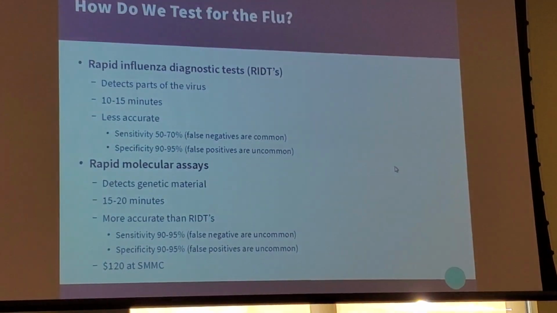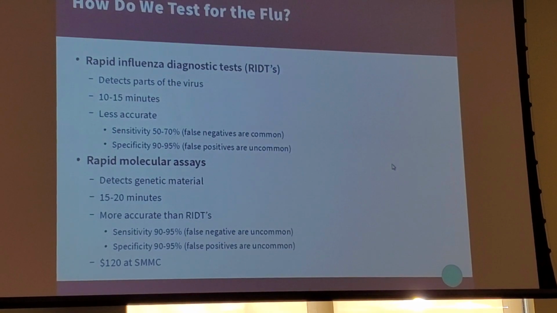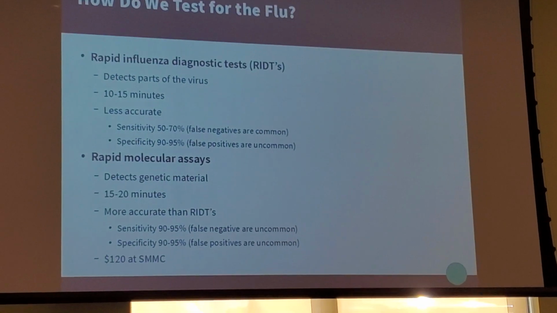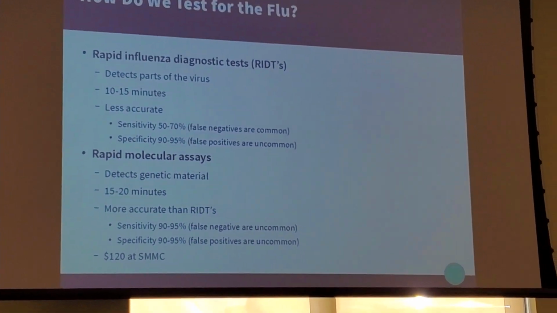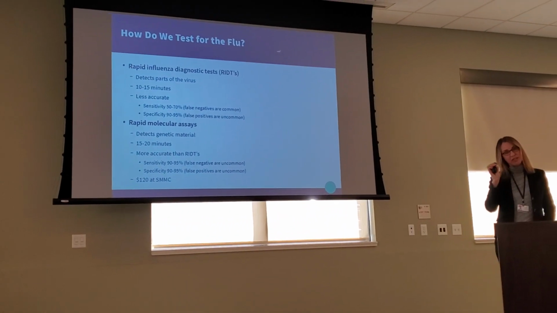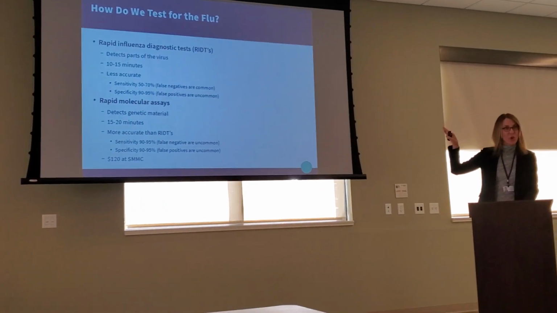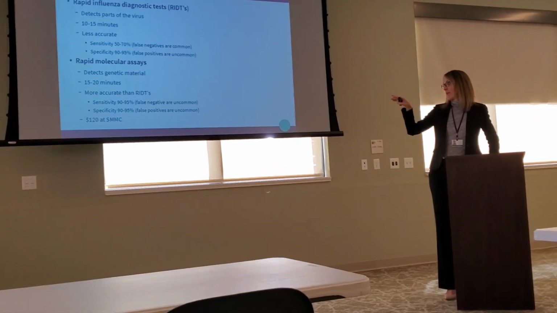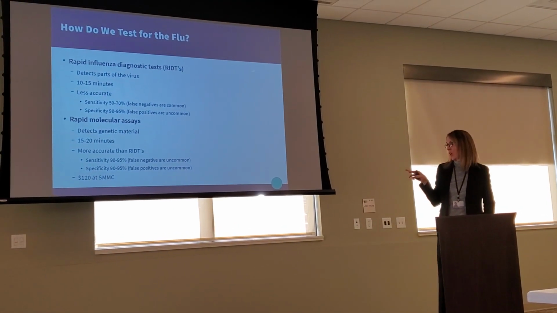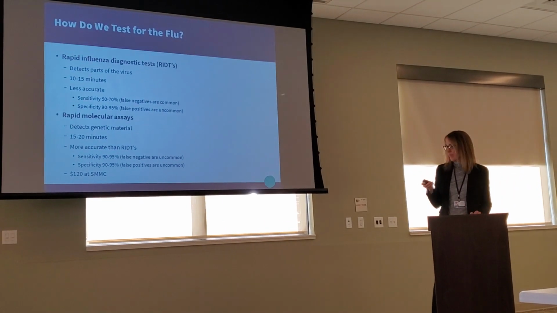Okay, so if we are going to test you for the flu, how are we going to do that? Well, we used to have this rapid influenza diagnostic test. That one was a little bit less accurate, so now what we have is this rapid molecular assay. This test actually detects the genetic material that's in the flu virus. It takes about 15 to 20 minutes to do. It's more accurate than the old tests. I think I called the lab and got the cash price, and it's $120 here. But you know, your insurance might pay for it. You just have to ask them.